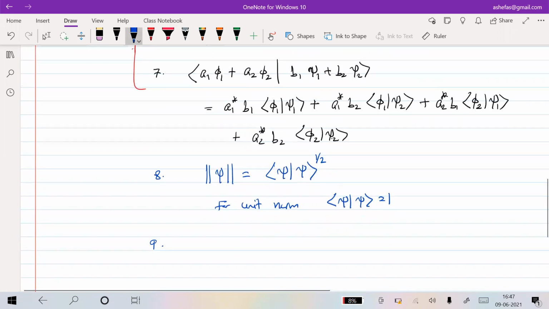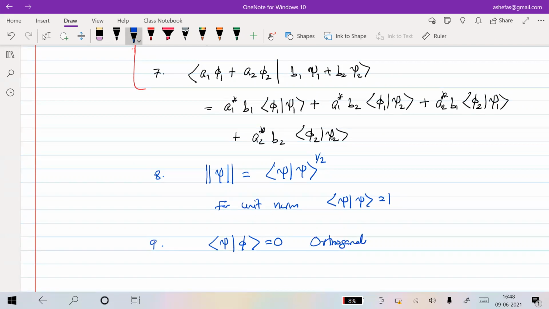Now we can write another thing, the orthogonality condition. So the inner product between psi and phi, if it is 0, then we can say that psi and phi are orthogonal. Orthogonality condition.